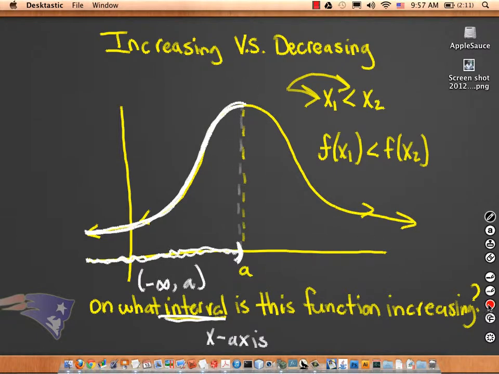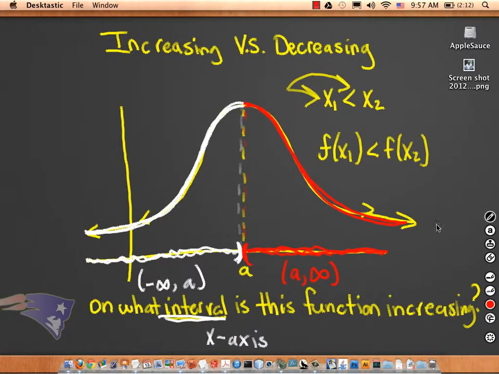And then maybe you already see it. So what is the interval where this is decreasing? A to infinity. So I highlight the graph with a different color, and I cast its shadow down onto the x-axis, and it's the x-axis interval that I want. So I know that it's decreasing from A to positive infinity. Okay. It's all about the shadow.